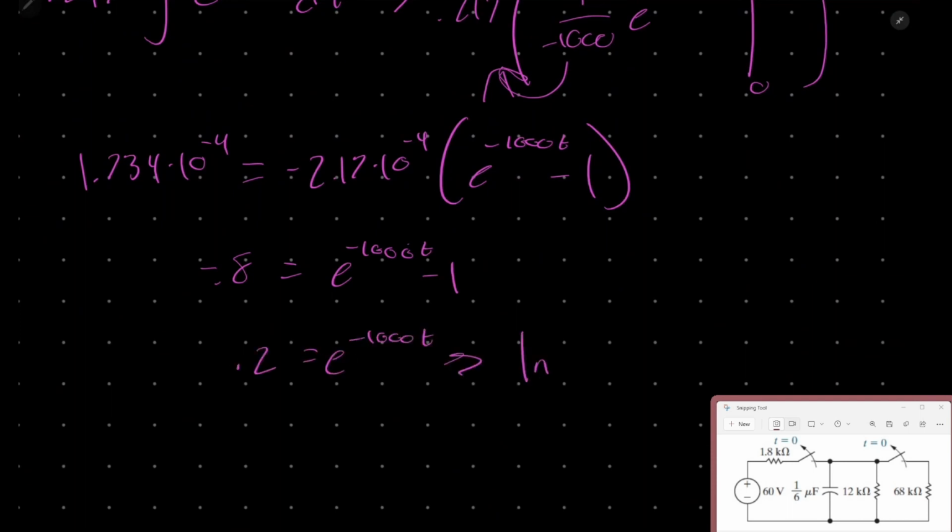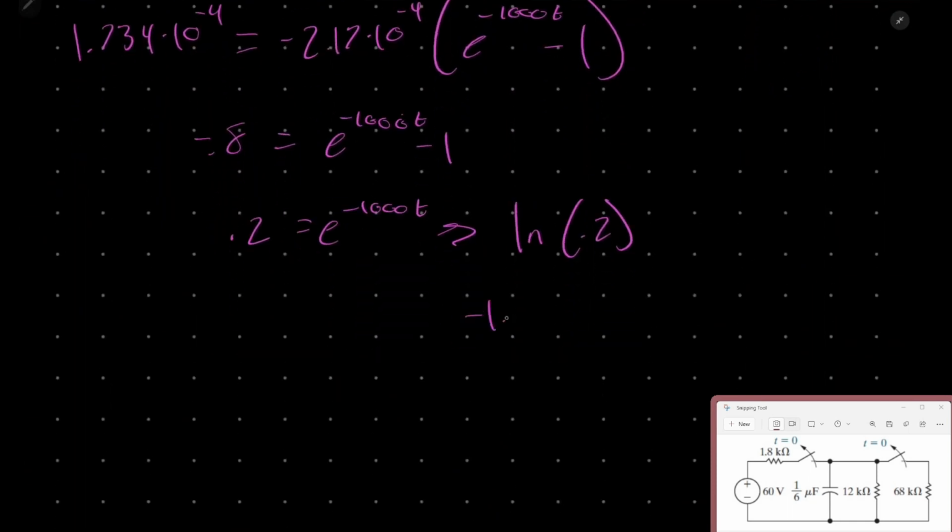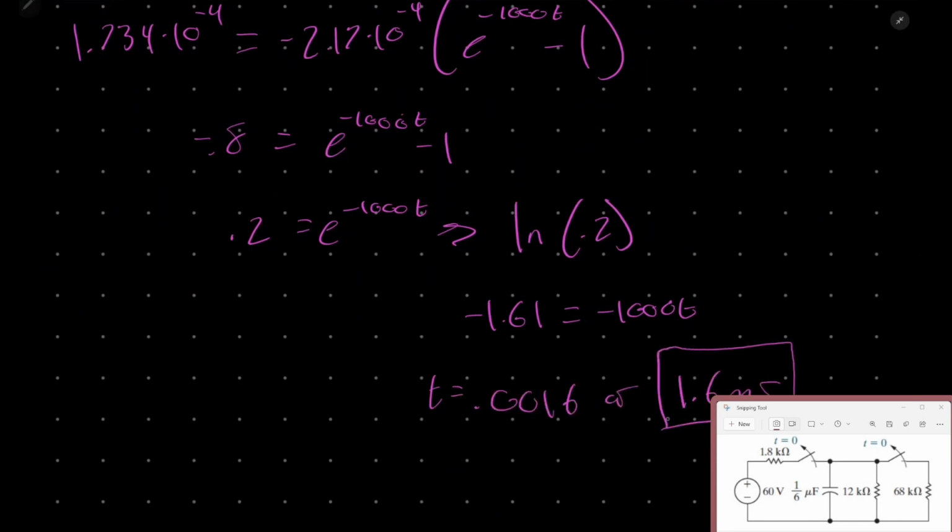And then we're going to take the ln of each side. The ln of 0.2 is equal to negative 1.61. So negative 1.61 is equal to negative 1,000t. So we'll divide by negative 1,000. And we'll get a t of 0.0016, or 1.6 milliseconds. And that is our answer.